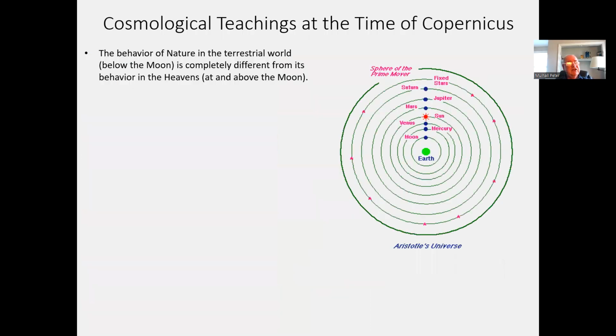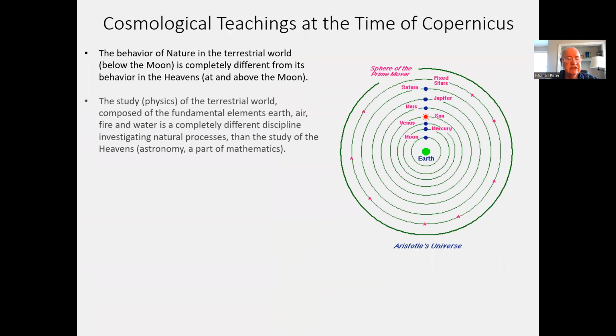More teachings. The behavior of nature in the terrestrial world, that is the world below the moon, is completely different from the behavior of the heavens above the moon. Completely different spheres of phenomena. The study of physics, that is of the terrestrial world, composed of the fundamental elements of earth, air, fire, and water, is a completely different discipline, investigating those natural processes, compared to the study of the heavens, astronomy, which is a part of mathematics. Completely different spheres of reality.